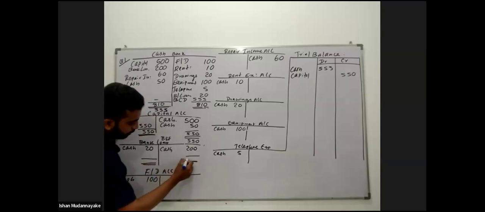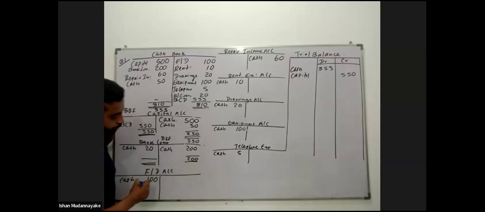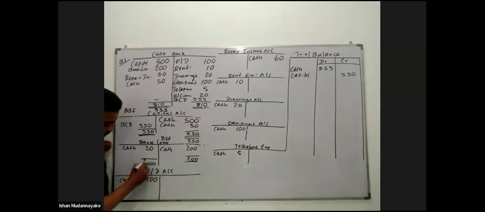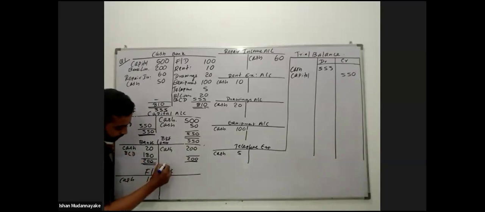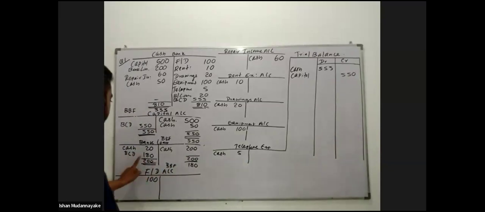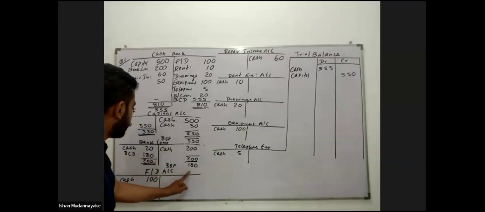Credit side, 200,000. Transfer this amount to the debit side, 200,000. And then 200,000 minus 20,000, by minimum how much? 180,000. Balance carried down 180,000. And then here, balance brought forward 180,000.